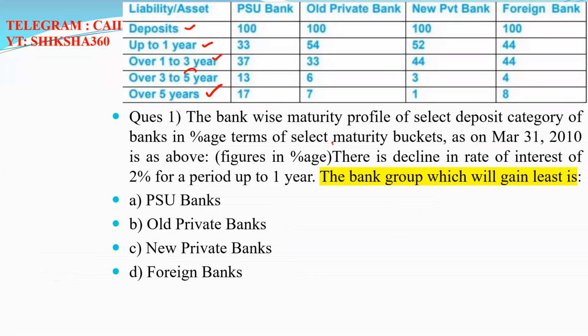The first question says there is a decline in the rate of interest of 2% for a period of up to 1 year. So the bank group which gains the least, that is, these are the assets up to 1 year. The bank which gains the least.